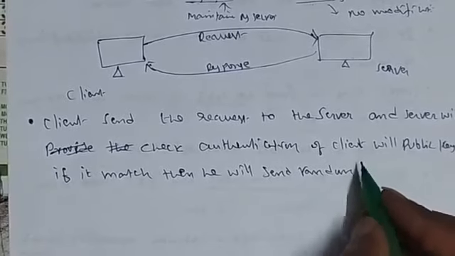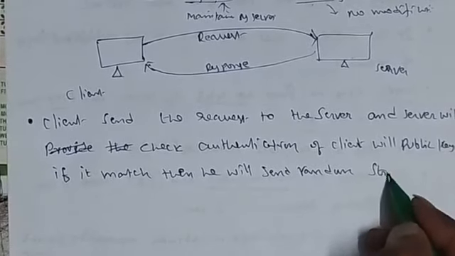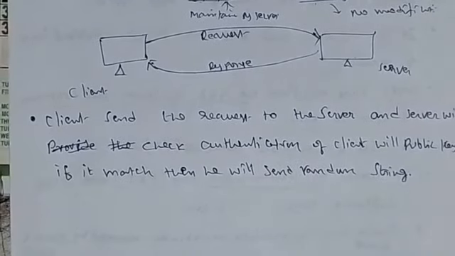Random string. Okay, here the random string means what? The random string will be sent to the client. Before sending to the client, the random string is encrypted and the server sends the ciphertext to the client.